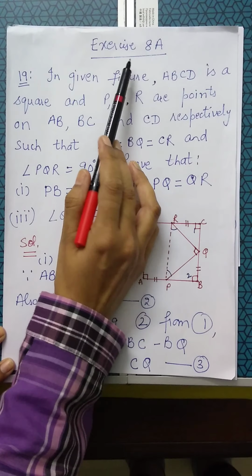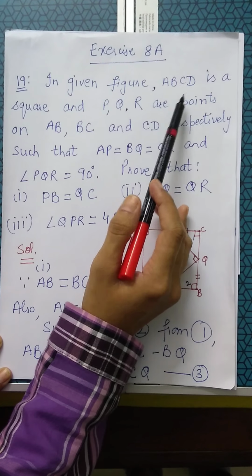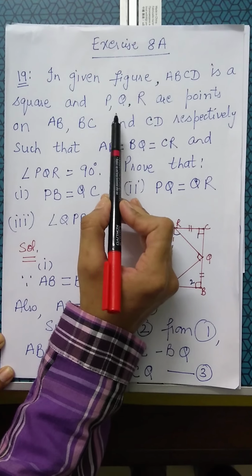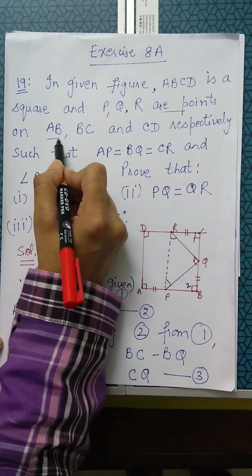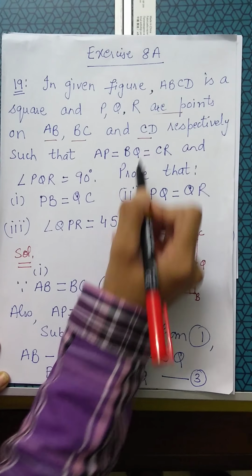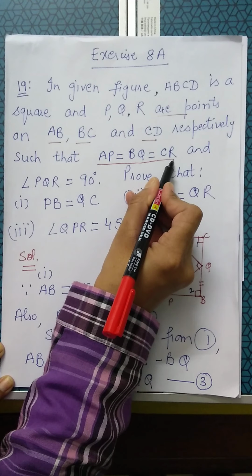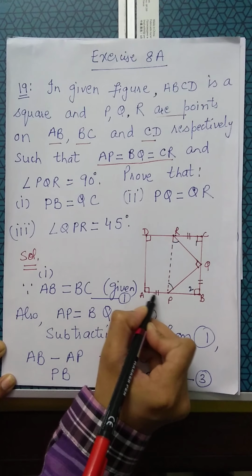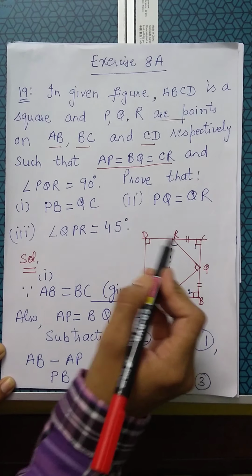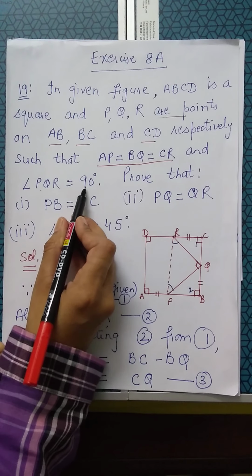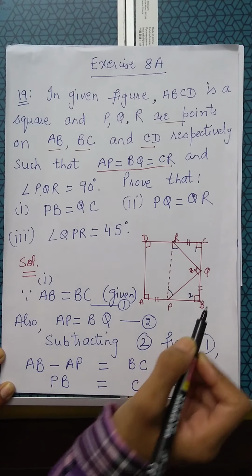Now let us continue with exercise 8A, question number 19. In the given figure, ABCD is a square and P, Q, R are points on AB, BC and CD respectively, such that AP is equal to BQ is equal to CR. That is, AP is equal to BQ is equal to CR, and angle PQR is equal to 90 degrees. This angle is given to be 90 degrees.